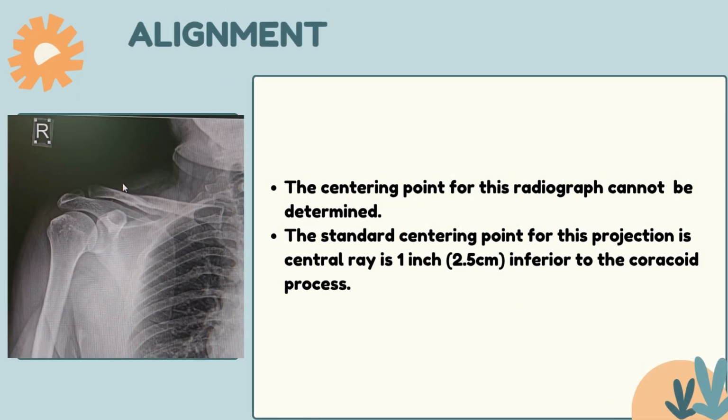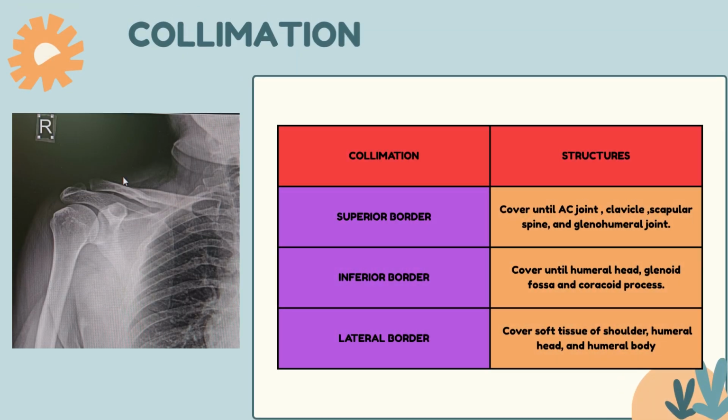The centering point for this radiograph cannot be determined as there is no evidence of four borders of collimation. However, the standard centering point for this projection is central ray at 1 inch inferior to the coracoid process. Collimation for AP shoulder at the superior border should cover until acromioclavicular joint, clavicle, scapular spine and glenohumeral joint. At the inferior border, the collimation should cover until humeral head, glenoid fossa and coracoid process. For lateral border, the collimation should cover soft tissues of shoulder, humeral head and humeral body.